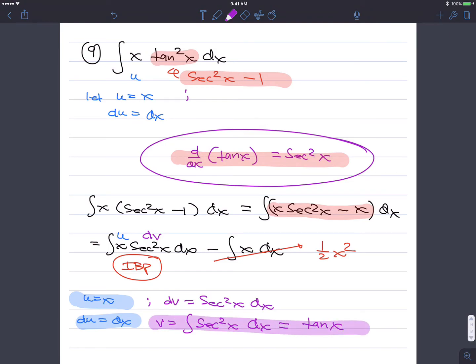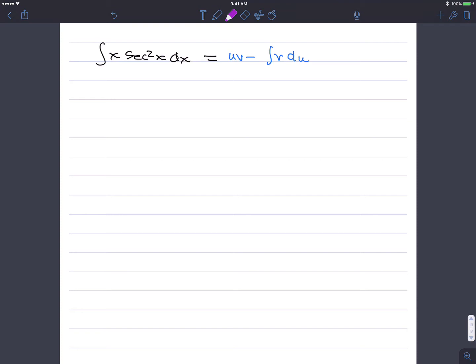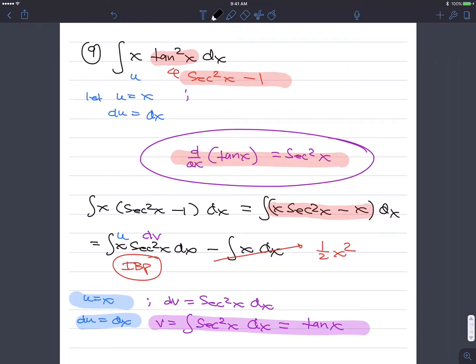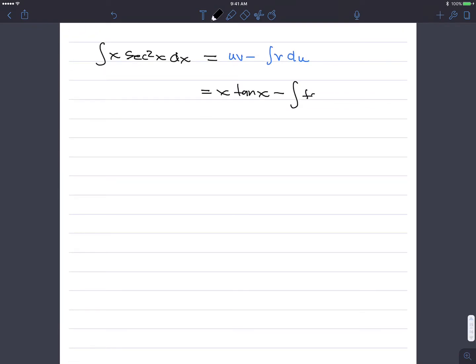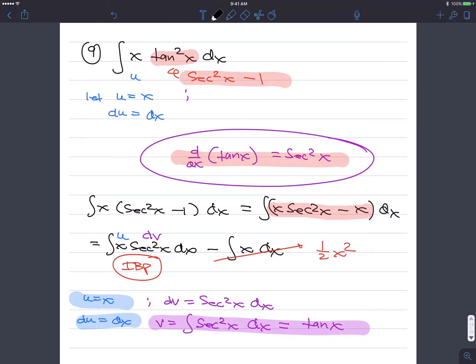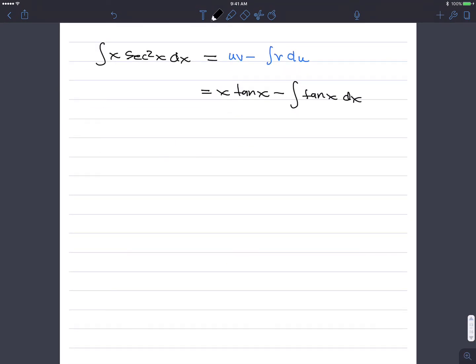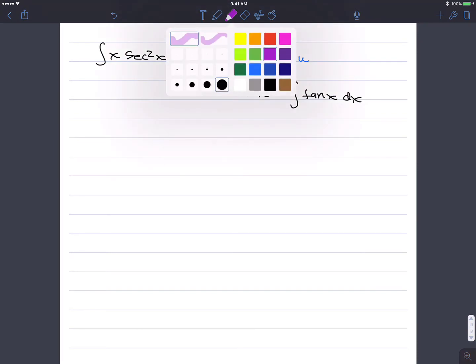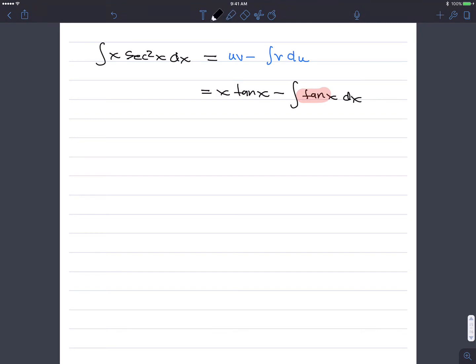So it's x tangent x. u times v is x tangent x. So this equals x tangent x minus the integral now of, well, what's v? The integral of tangent. What's my du? du is dx. This is just the integral of x secant squared x. Now I have to integrate tangent, and if you guys remember, we did this actually. The integral of tangent, let's recall.